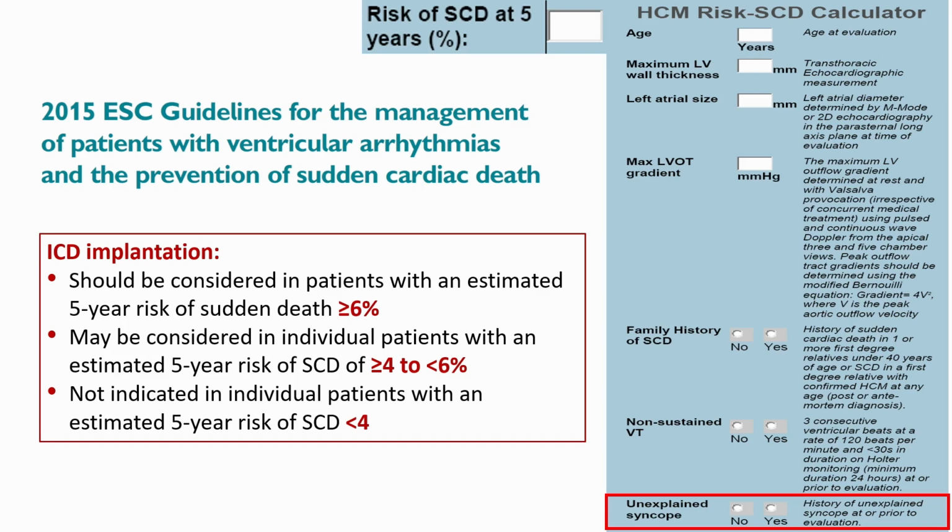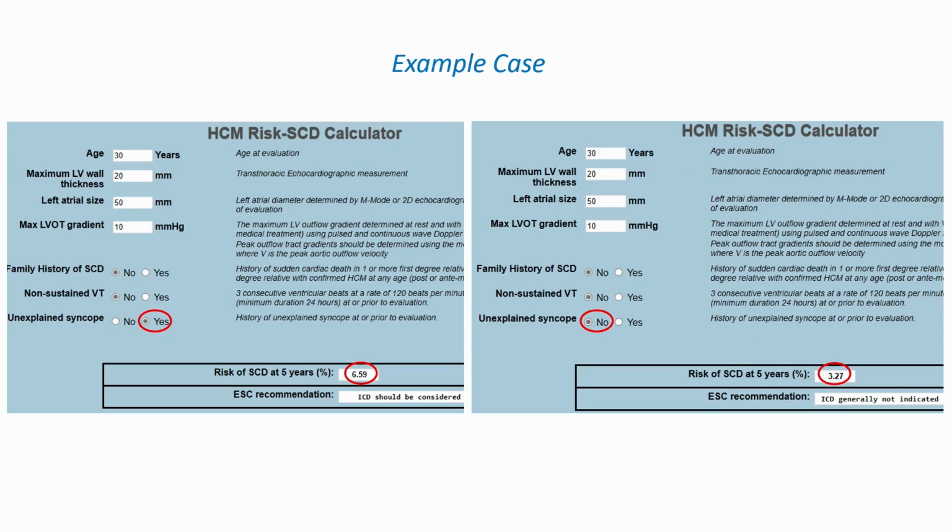The critical point is the last one, syncope, because it's defined as unexplained. What does unexplained syncope mean? I think that everybody of you has a different definition of unexplained syncope. It depends on how much it is investigated. Let me make an example.